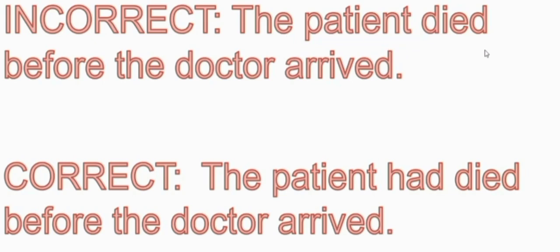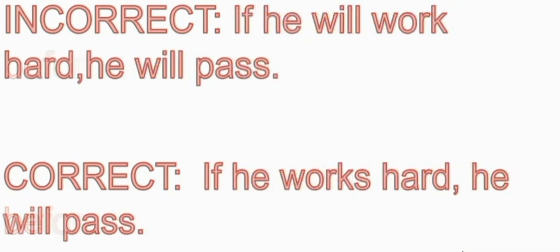Next incorrect sentence is, if he will work hard, he will pass. There should not be two wills here. It is a conditional clause. In this first clause, the subordinate clause or if clause, will is there. So here this will should be removed. If he works hard, he will pass.